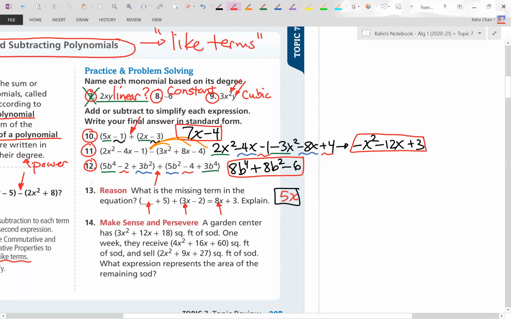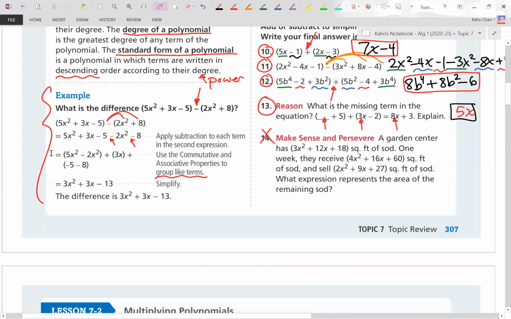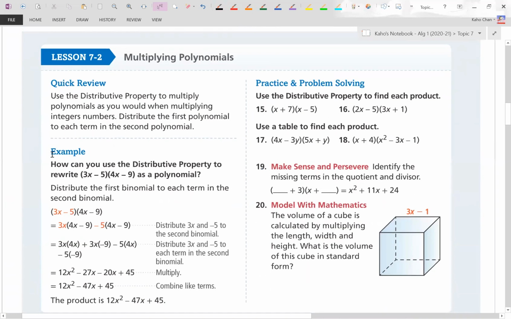We're just going to skip number 14. Let's move on to the next section, okay? 7-2. Here we go. Woohoo! After adding, subtracting, we're going to be doing multiplication. We're going to apply the distributive property everywhere.